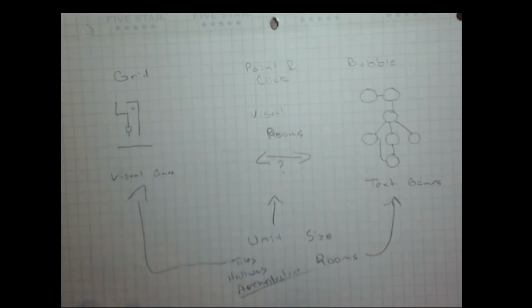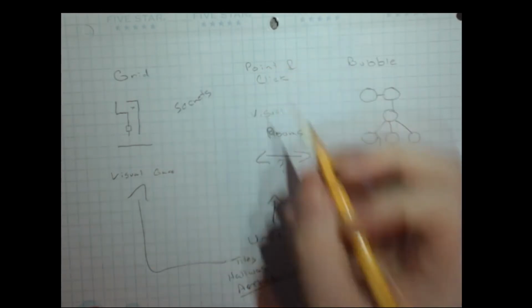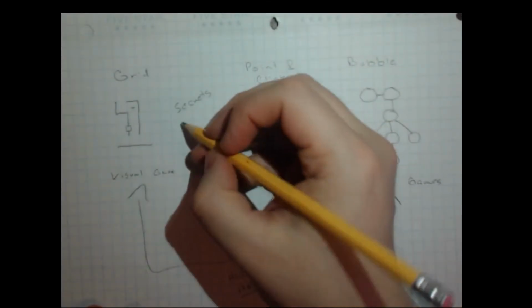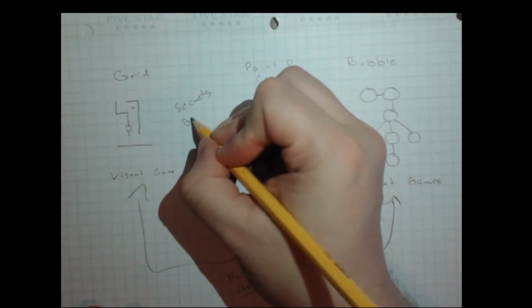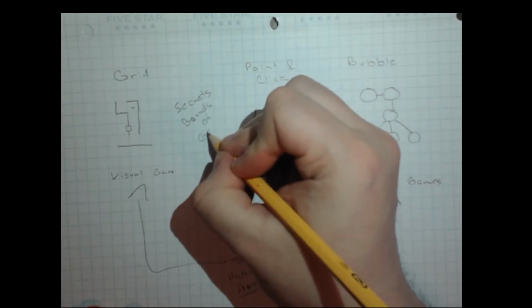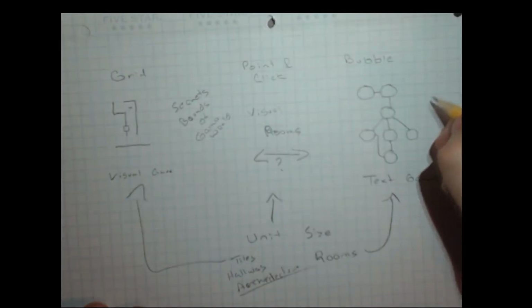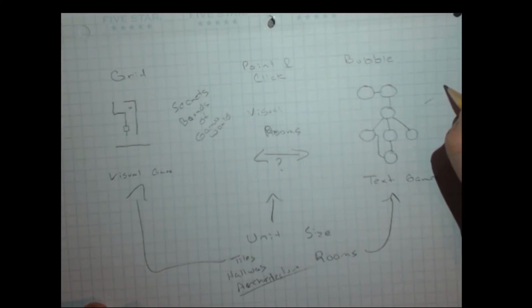The advantages to a grid-based system is you're going to find secrets and get a sense of the bounds of the game world. The advantages here is it's very freeform. Maps don't have to obey physics.